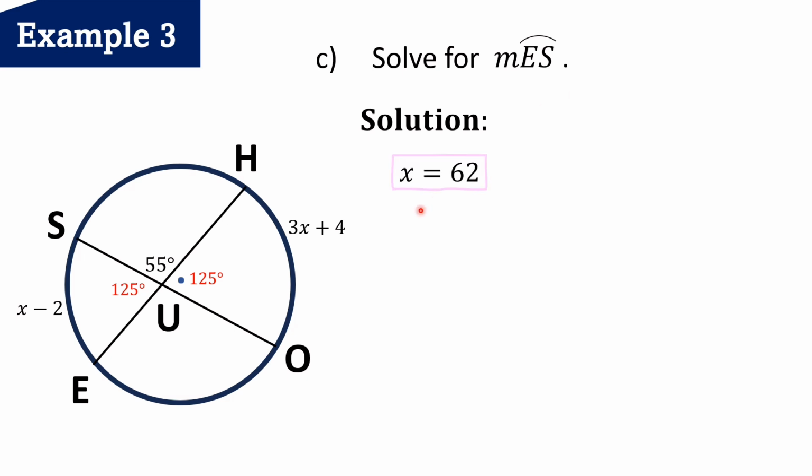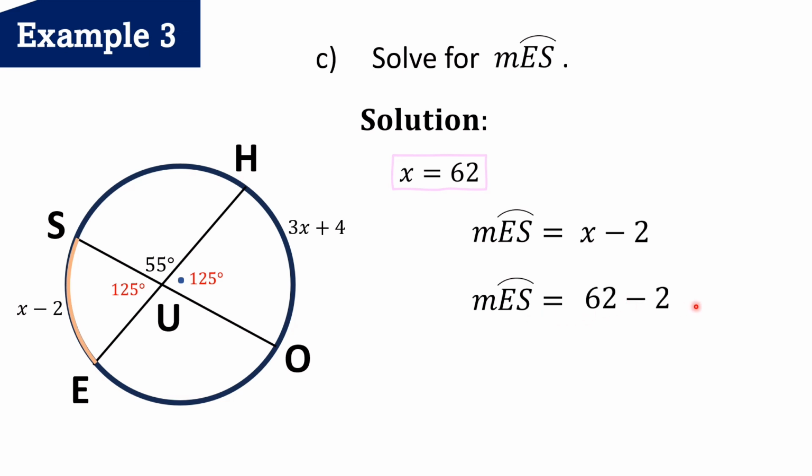For letter C, solve for the measure of arc ES. We know already that the value of x is 62. The measure of arc ES is x minus 2. Substituting the value of x, the measure of arc ES is equal to 62 minus 2. Thus, the measure of arc ES is 60 degrees.